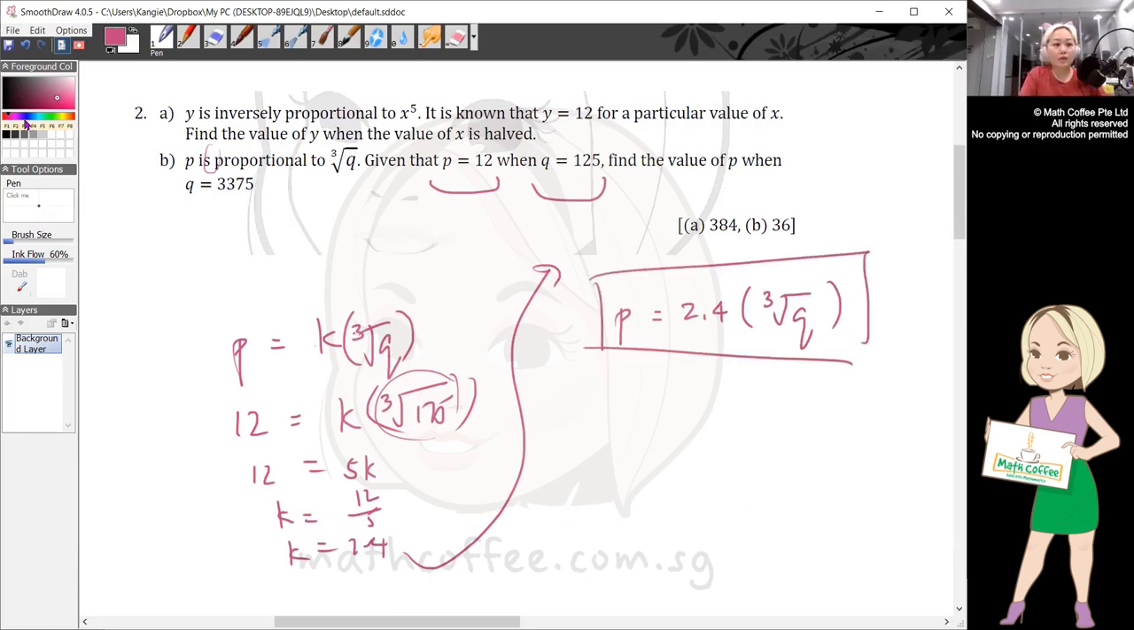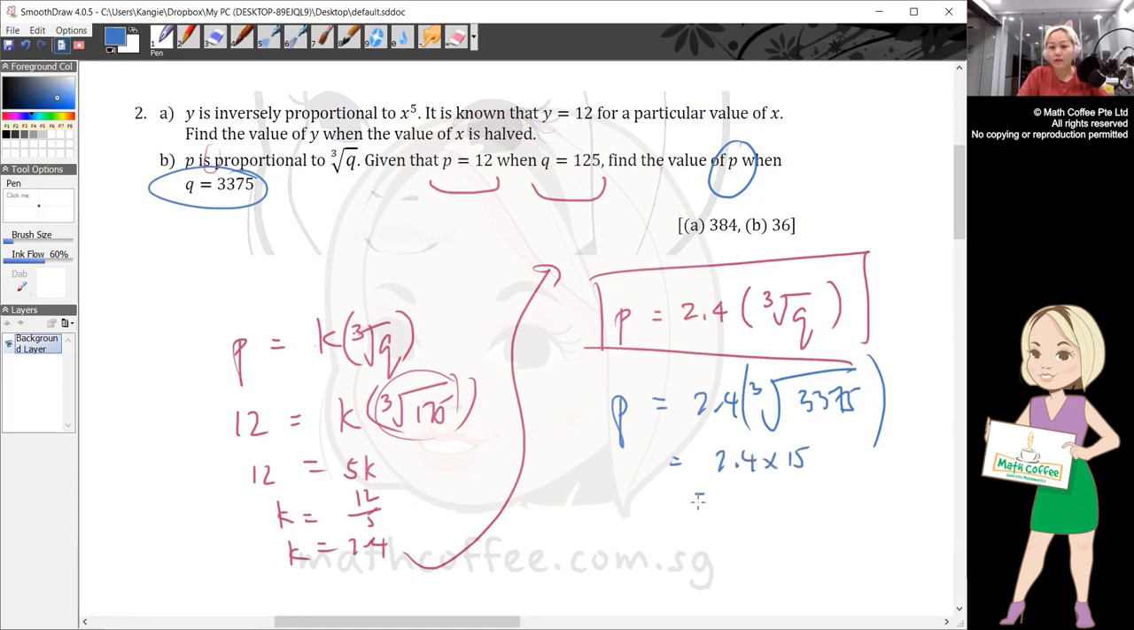Next, they ask me, okay, now if Q equals 3375, what is my P? So now I can sub in P equals 2.4 times the cube root of 3375, and put a bracket. So the cube root of 3375 will give me 15. So 2.4 times 15 will give me 36. Okay, so this is the question for 2B.